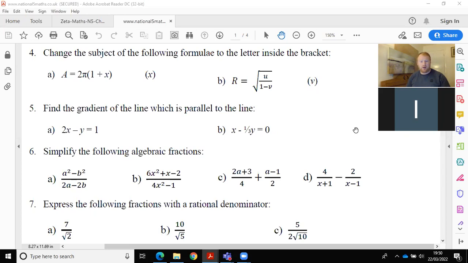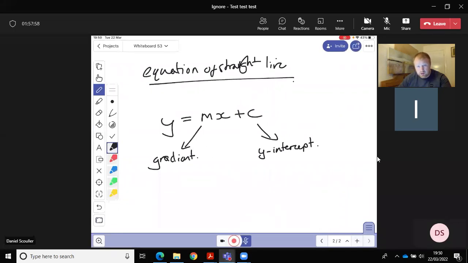Okay, working through 5 and 6. Again, straight line stuff, really common, so expect straight line to come up. Question 5 is just looking for the gradient. I signed off just before the break showing you the equation of a straight line again: y equals mx plus c. y is the y coordinate, x is the x coordinate, m is the gradient and c is the y-intercept, where it cuts the y-axis when x is equal to 0.